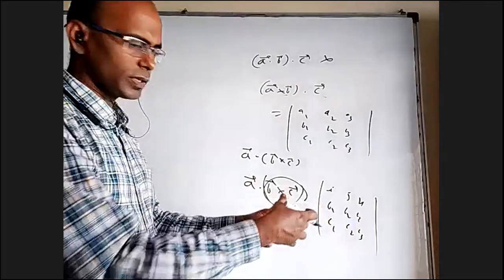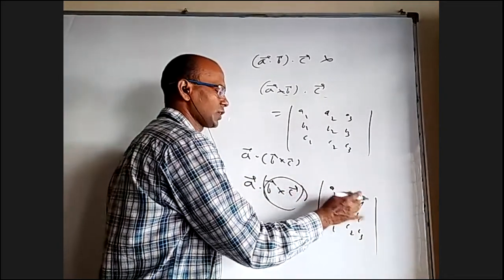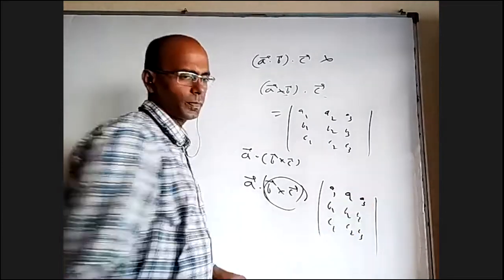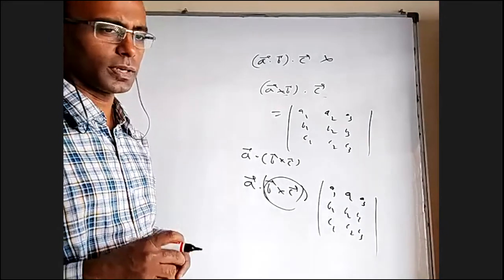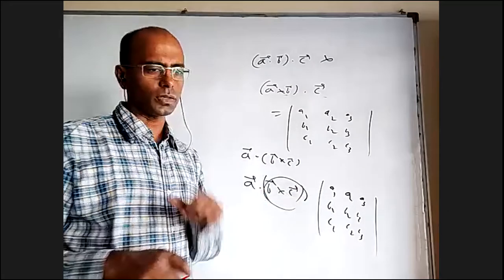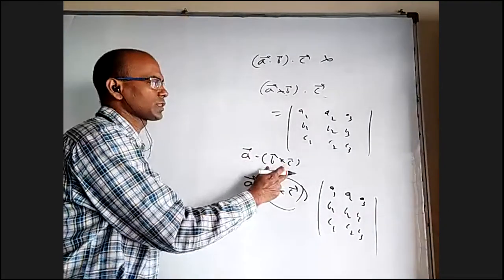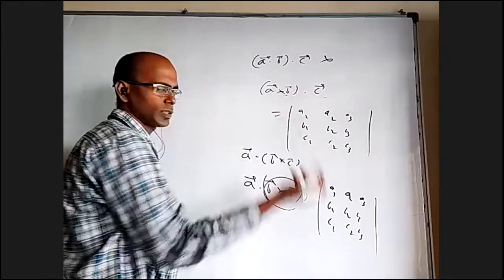Whatever answer you get, when you do the dot product with A, I is replaced with A1, J is replaced with A2, and K is replaced with A3. So even though we may not be able to realize directly whether these are equal, with this formula, A cross B dot C is the same as A dot B cross C. As long as you don't change the order, cross and dot can be interchanged. You can bring the dot here and the cross here, no problem.